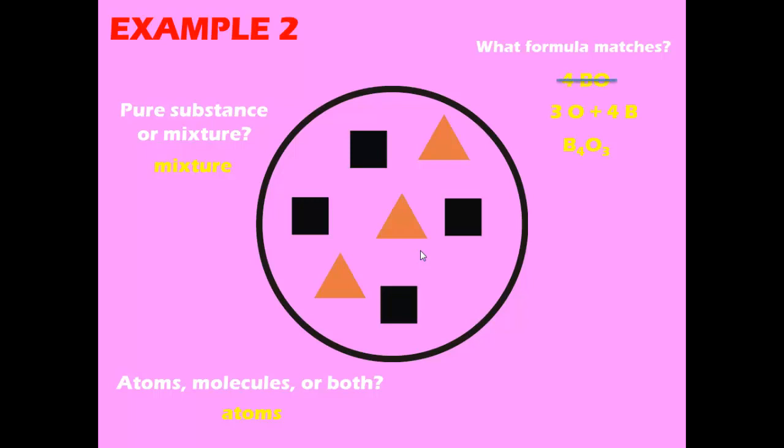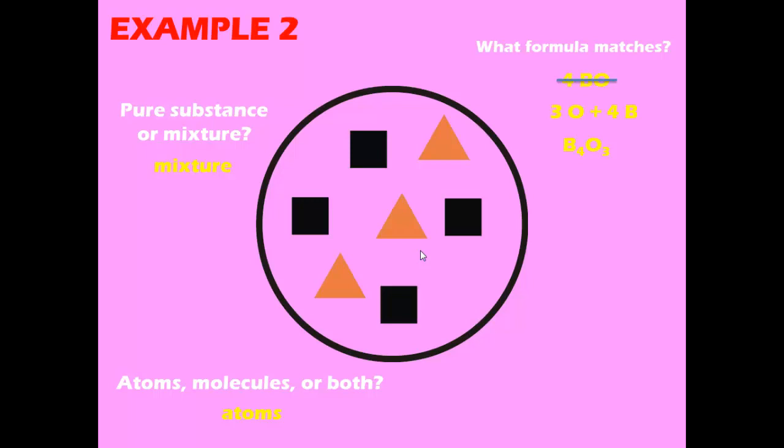In the second option, we see 3 orange added to 4 black. That's not a bad idea here. It does look like I have 3 orange triangles, and it does look like I have 4 black squares, and they're all physically blended together rather than being bonded. It looks like number 2 is a pretty good option.